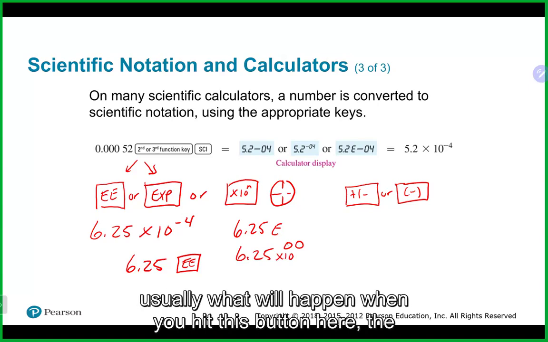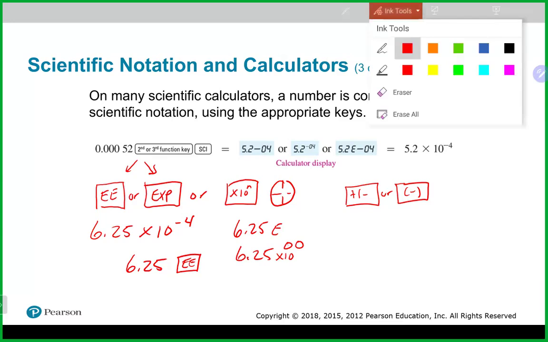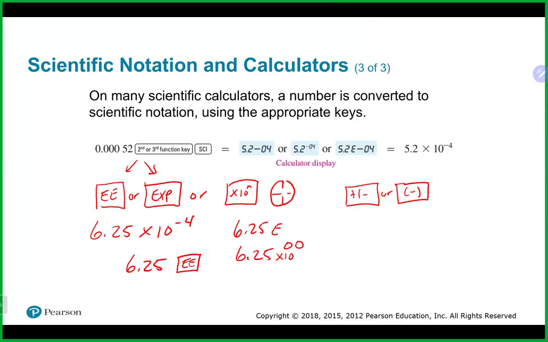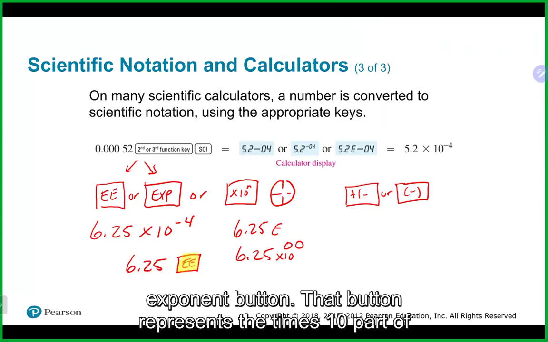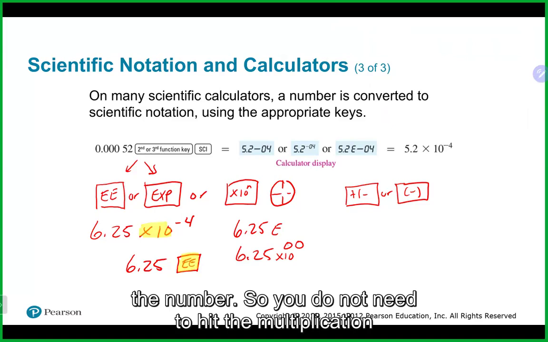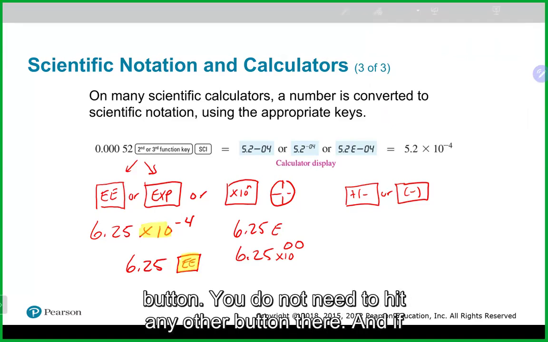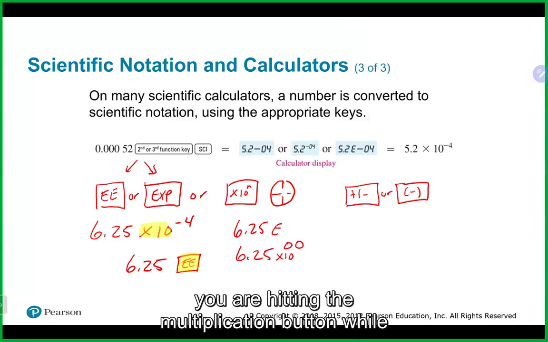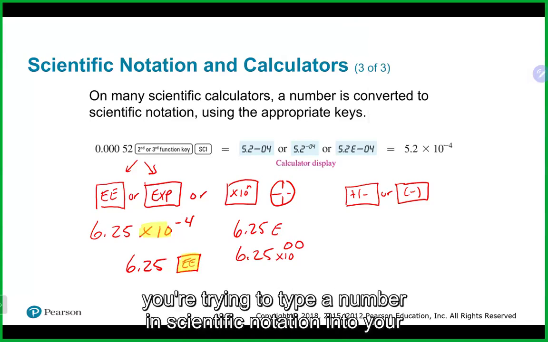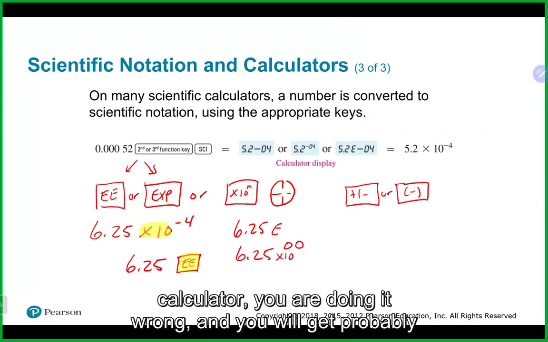When you hit this exponent button, that button represents the times 10 part of the number. So you do not need to hit the multiplication button. You do not need to hit any other button there. And if you are hitting the multiplication button while you're trying to type a number in scientific notation into your calculator, you are doing it wrong and you will probably get the wrong answer.